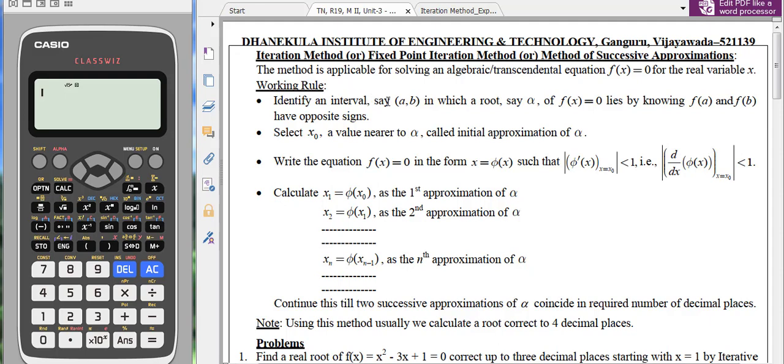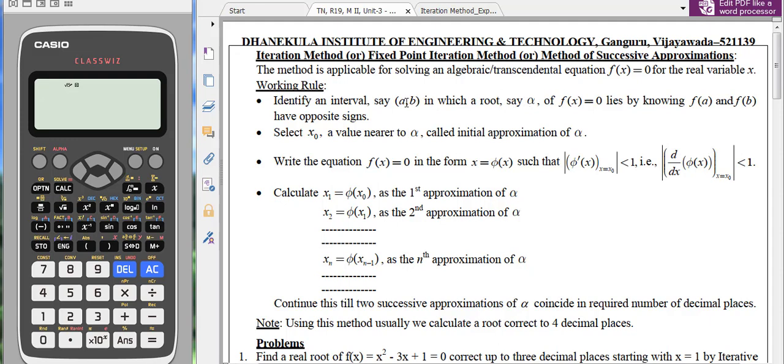In the first step we identify an interval (a, b) in which a root of the equation f(x) = 0 lies, by knowing that f(a) and f(b) have opposite signs. As f(x) is a transcendental or algebraic function, it will be a continuous function, and whenever f(a) and f(b) have opposite signs, with the help of the intermediate value theorem we can confirm that a root of the equation f(x) = 0 lies in the open interval (a, b), and let that root be alpha say.